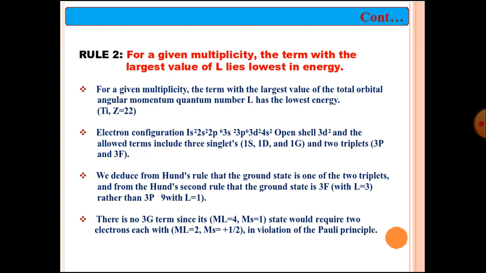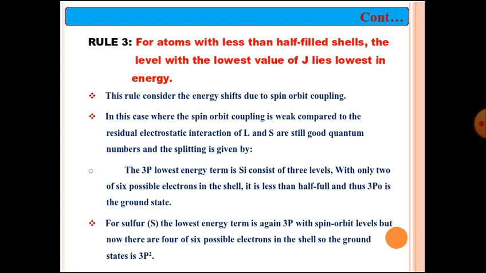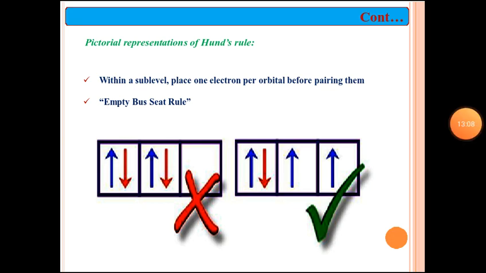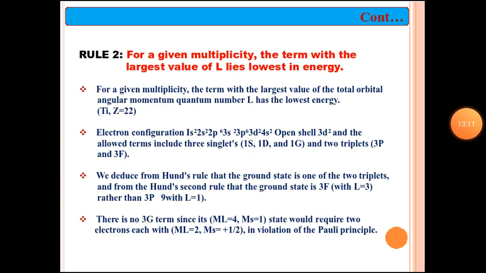And there is no 3G term since its ml equal to 4, ms equal to 1 state would require 2 electrons each with ml equal to 2 and ms equal to plus 1 by 2, in violation of the Pauli principle.